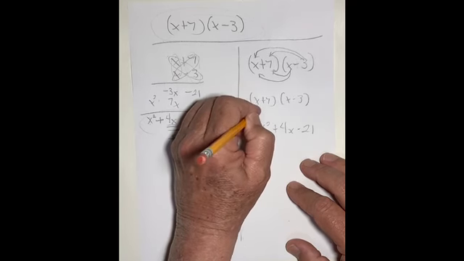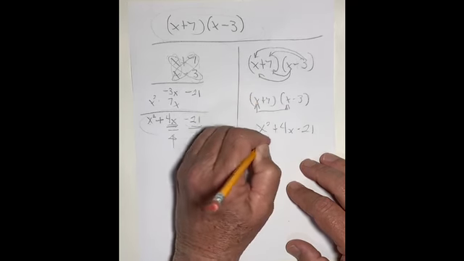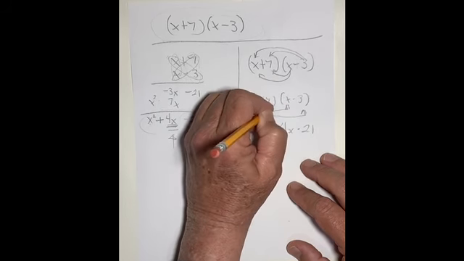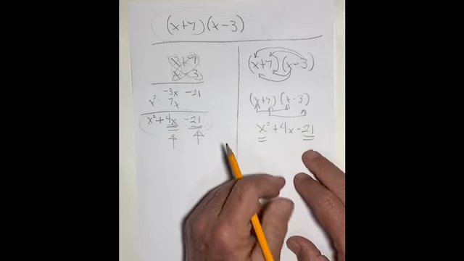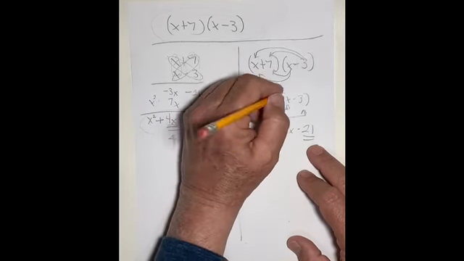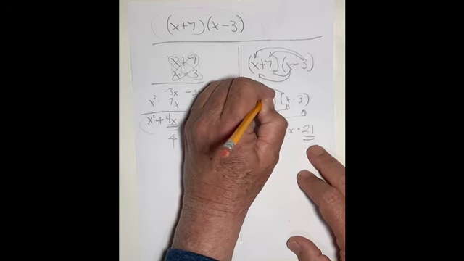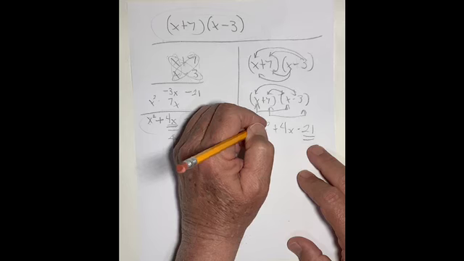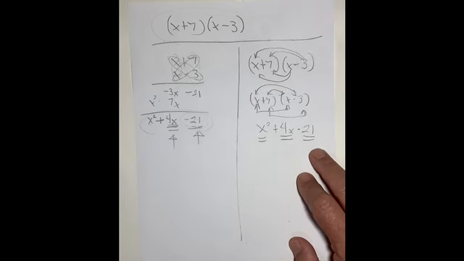I see that the x times the x gives me the x squared. The 7 and the negative 3 give me the last term, the negative 21. And then there's this inner and outer thing, which I call the double rainbow. This is 7x, this is negative 3x. I add those things together, and I get my 4x.